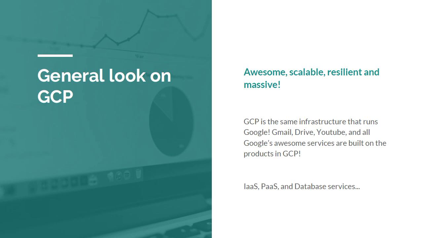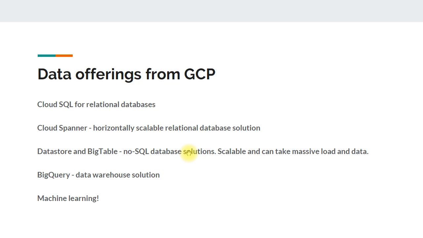And of course, as I mentioned, we have the database and storage offerings as well. In the database offerings, we have Cloud SQL, which is the service for relational databases. We also have Cloud Spanner, which is also for relational databases and horizontally scalable. For NoSQL databases, we have Datastore and Bigtable, which are very scalable and can take massive amounts of data. Also, we have BigQuery as the data warehouse solution, which is the one we're going to use to upload the data for the hackathon.